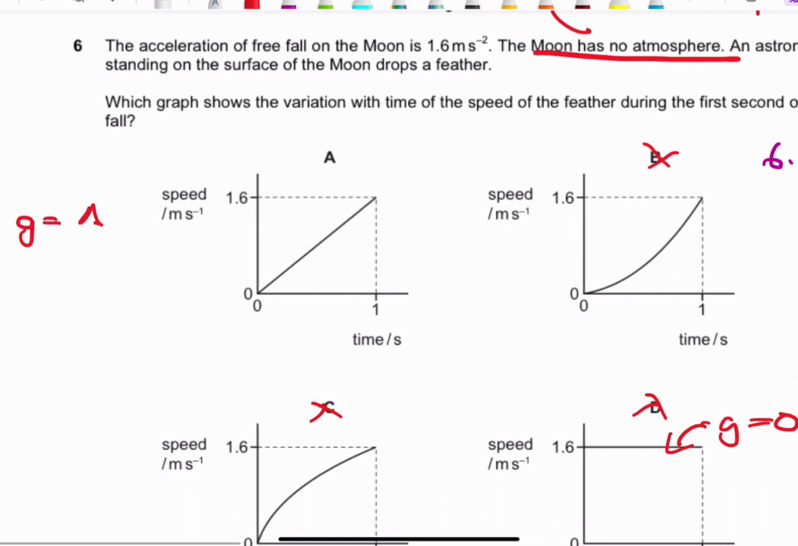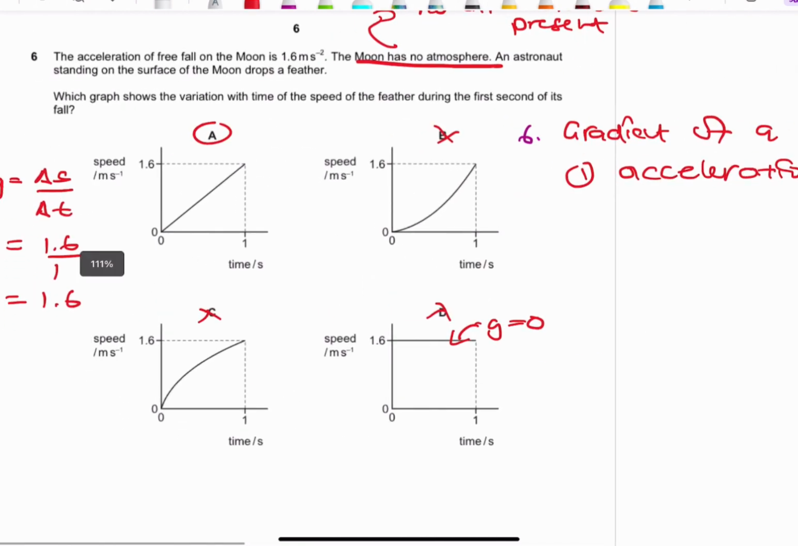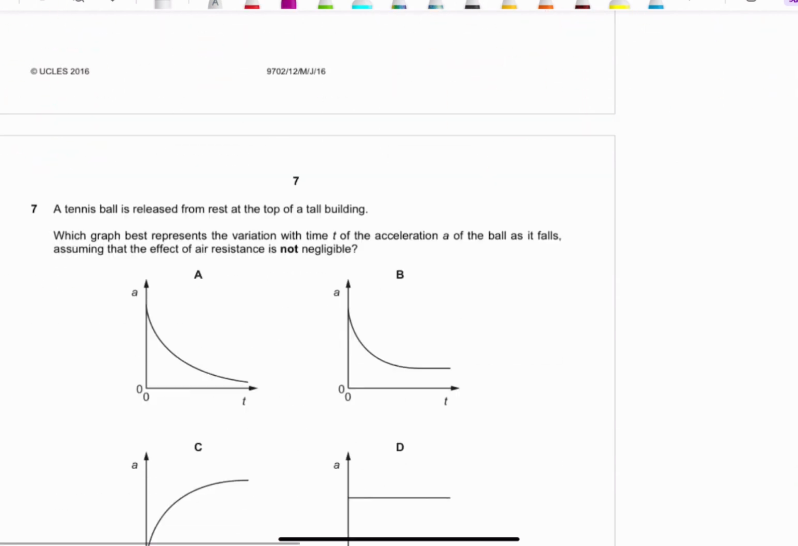The gradient will actually be the change in speed divided by the change in time, which is 1.6 divided by 1, which is 1.6. So the answer is A, right? Very important. So you just find the gradient, and you know that your gradient will actually be the value that you want to find.